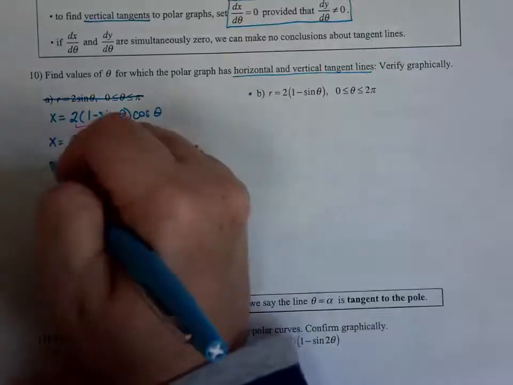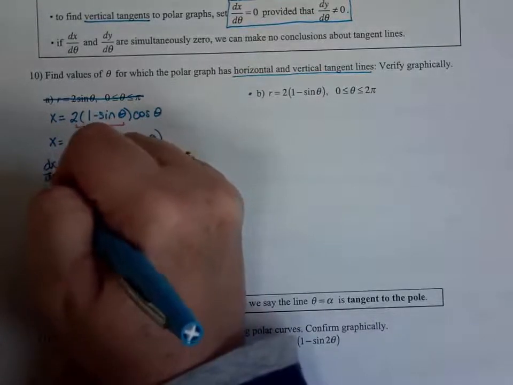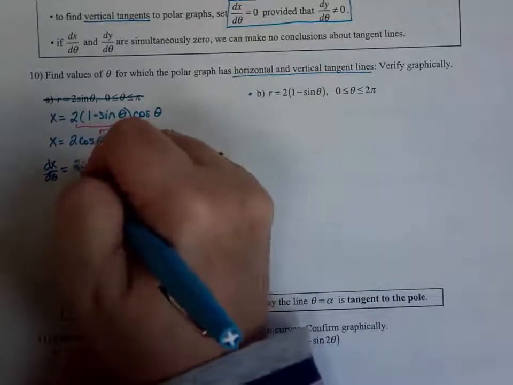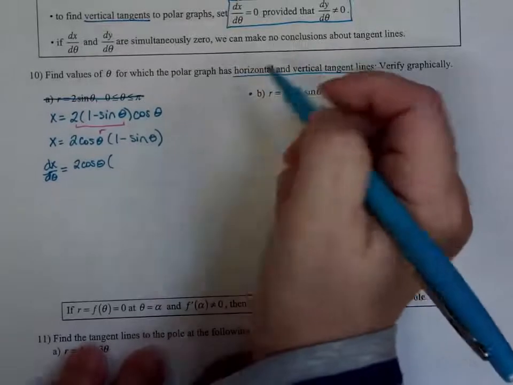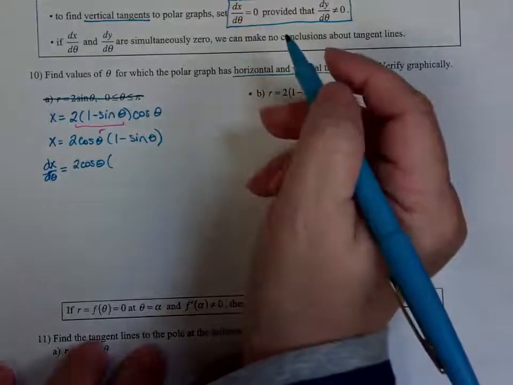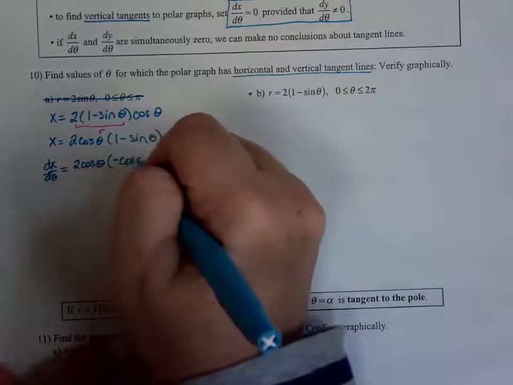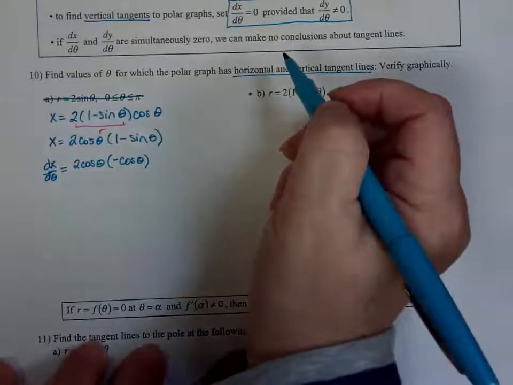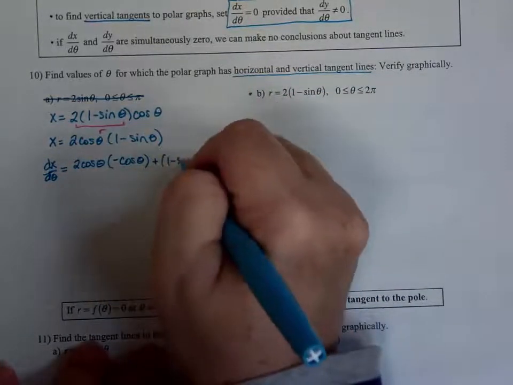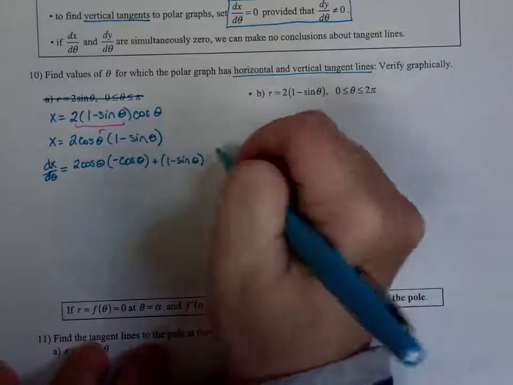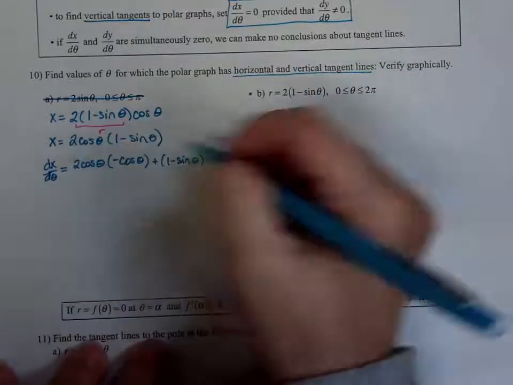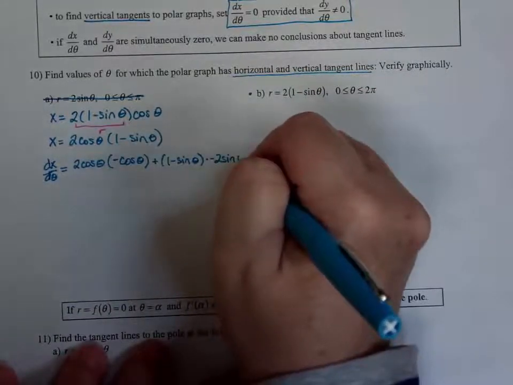Okay. So dx d theta equals 1 is 2 cosine theta. What is d2? What's the derivative of the parentheses? Negative cosine theta. Agreed? 1d2 plus 2, 1 minus sine theta, times, this will be negative 2 sine theta.